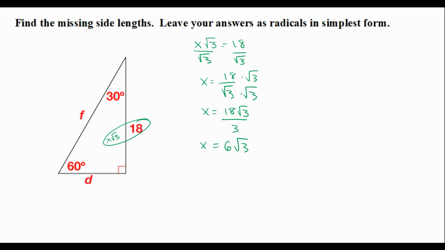Now if I solve for the other sides, across from the 30-degree angle is usually just x. So that means that this side is 6 root 3. And across from the 90-degree angle is 2x. So that means that this is 2 times 6 root 3. And we multiply that, 2 times 6 gives us 12 radical 3.